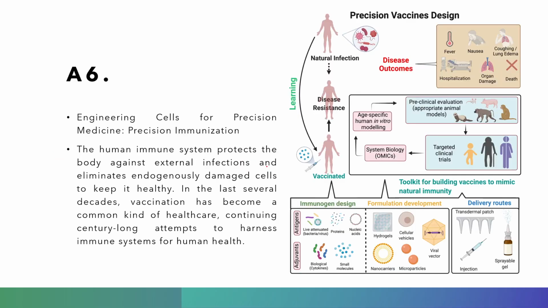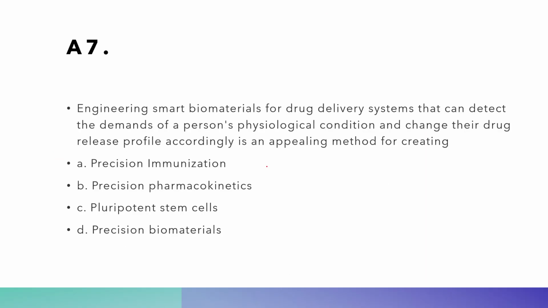Okay, let's talk about it more. Here is our next question. Engineering smart biomaterials for drug delivery systems that can detect the demands of a person's physiological condition and change the drug's release profile accordingly is an appealing method for creating: precision immunization, precision pharmacokinetics, pluripotent stem cells, or precision biomaterials. Read the question twice or thrice, then try to answer it.